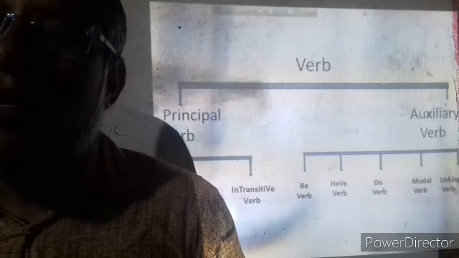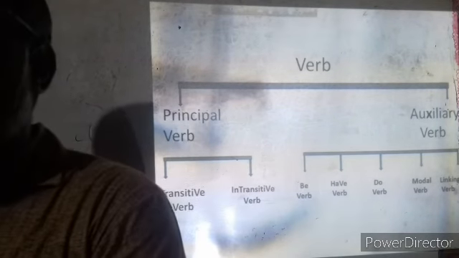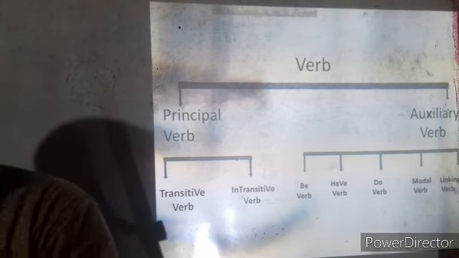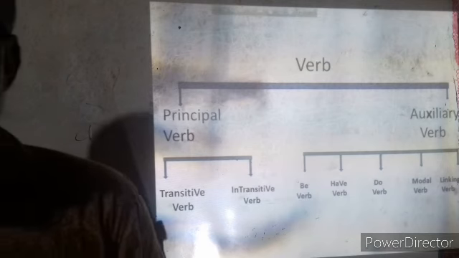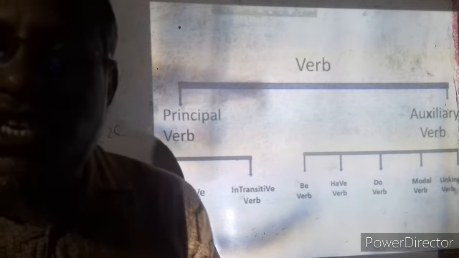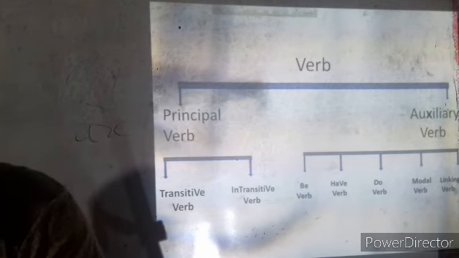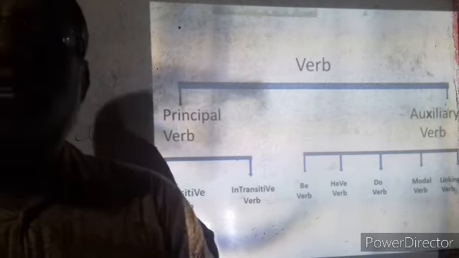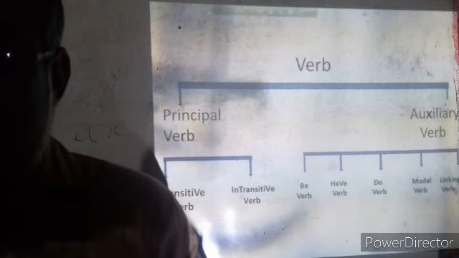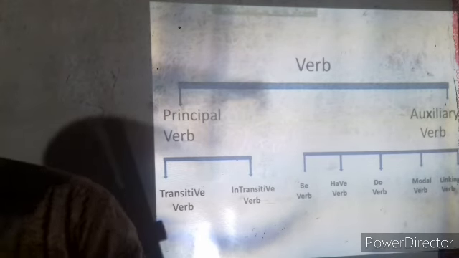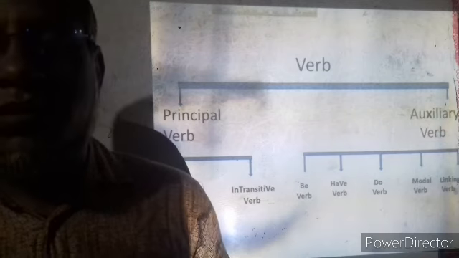Karim is a student. We know is is one kind of auxiliary verb or be verb. But in this sentence, there is no main verb or principal verb, and is acts as principal verb. So in this case, is is linking verb.